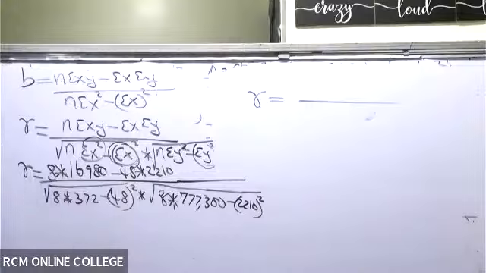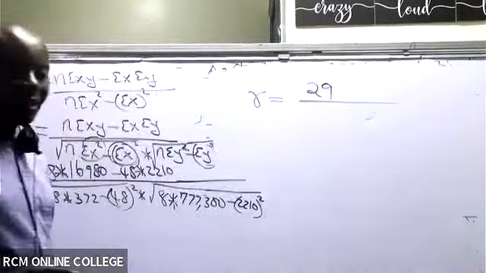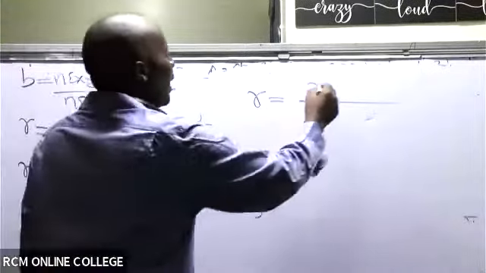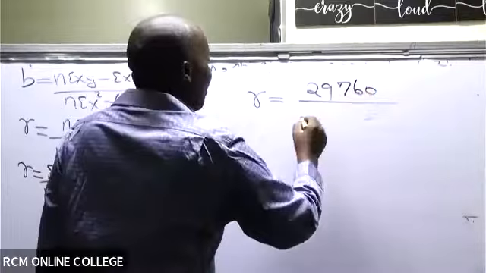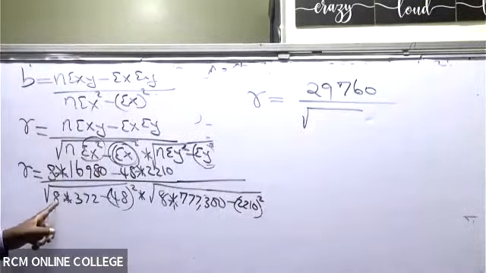So they have confirmed that the numerator is 29,760. 29,760 divided by, is there somebody who is able to give me what we have under the square root here? Anybody who can give me what we have under the square root?